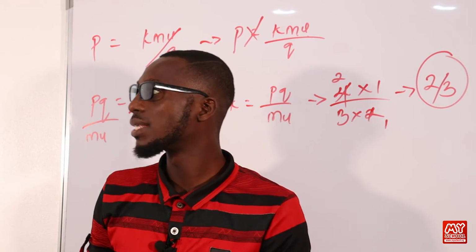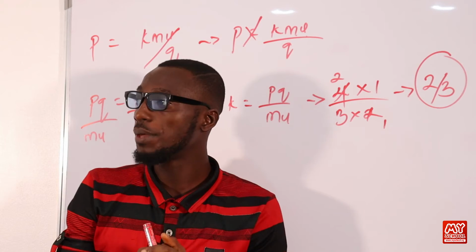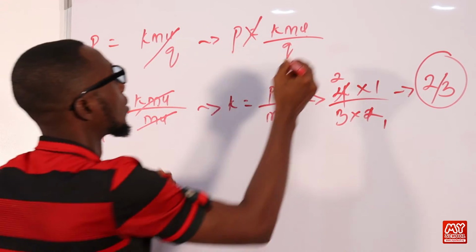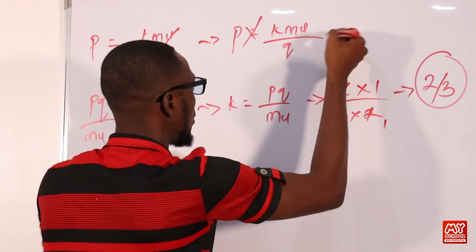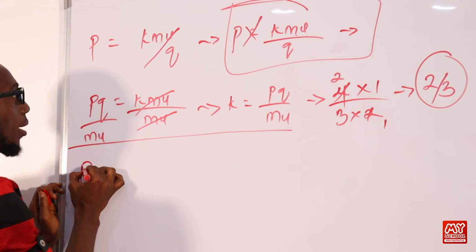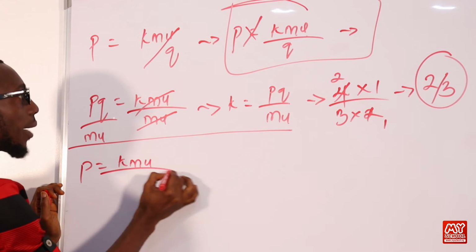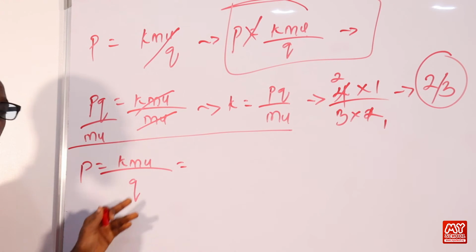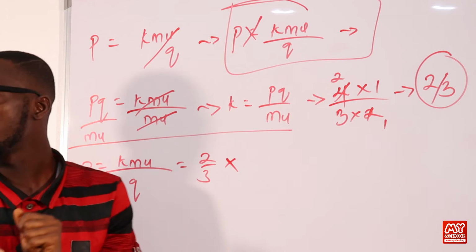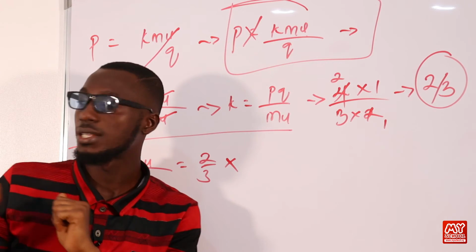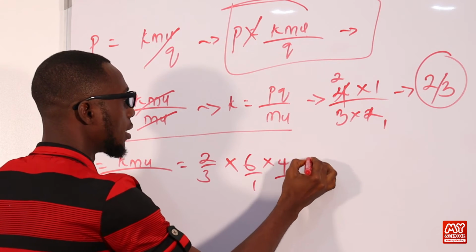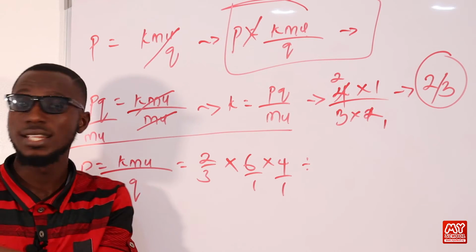The last sentence reads: find the value of P when M is 6. So remember this, when K is 2/3. Let me bring this down. This is what we are working with. I have P equals KMU over Q, where K is 2/3 times M. We are given M as 6 and U as 4, divided by Q. Q is given as 8/5.